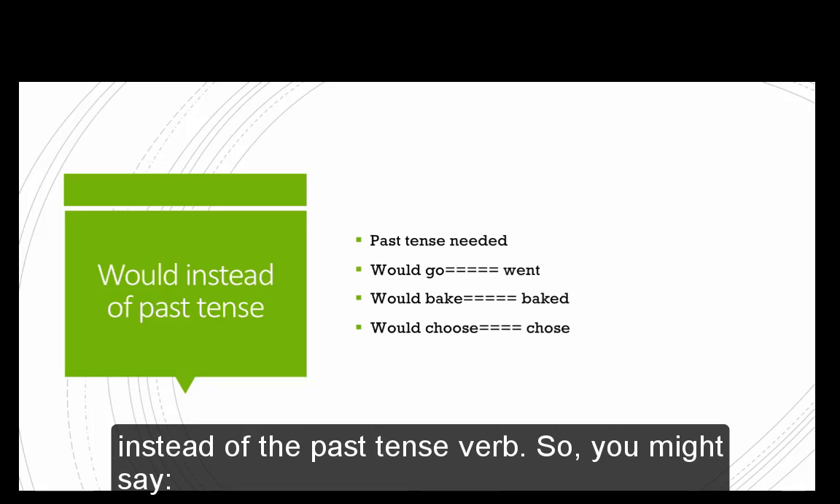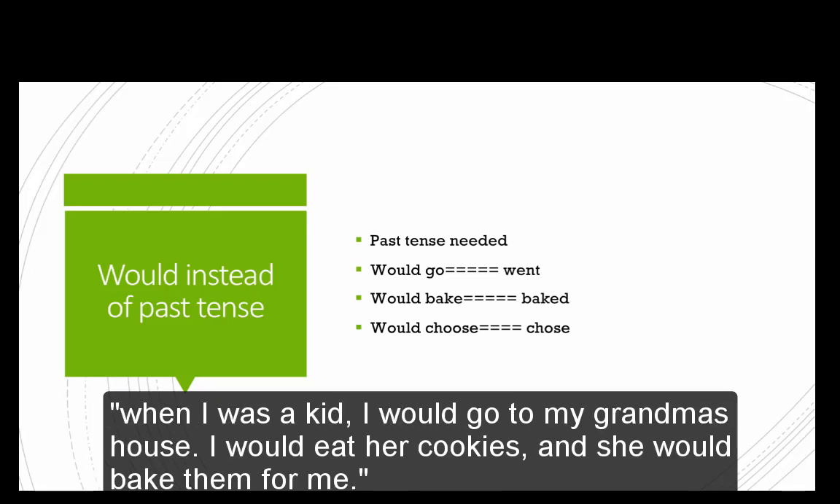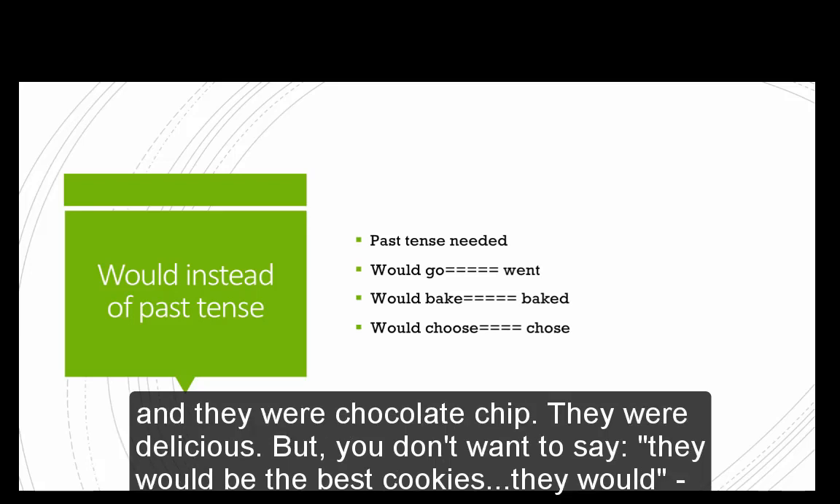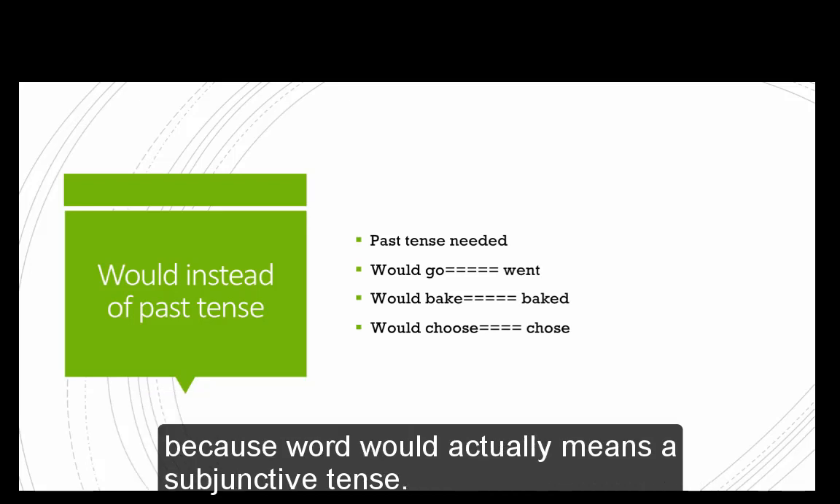So you might say, oh, when I was a kid, I would go to my grandma's house and I would eat her cookies and she would bake them for me. But what you're really trying to say is, as a child, I went to my grandmother's house who baked cookies for me and they were chocolate chip. And they were delicious, right? But you don't want to say they would be the best cookies. They would, because what the would actually means is a subjunctive tense.